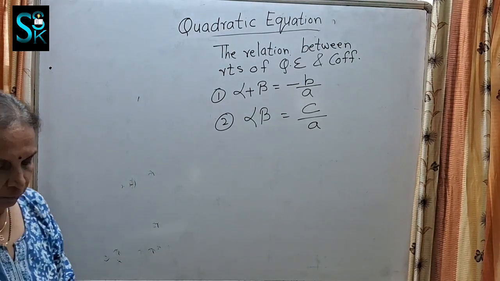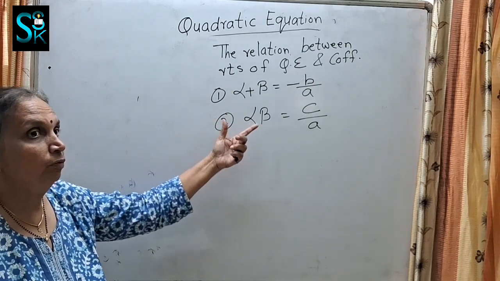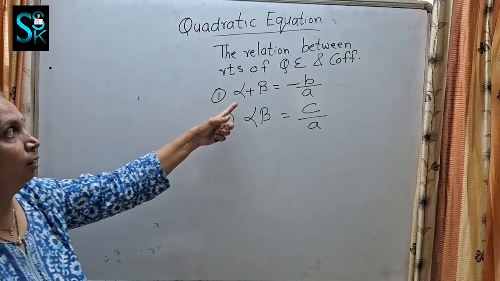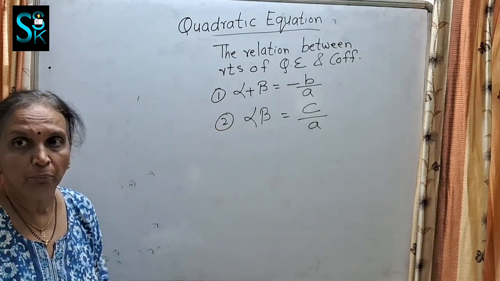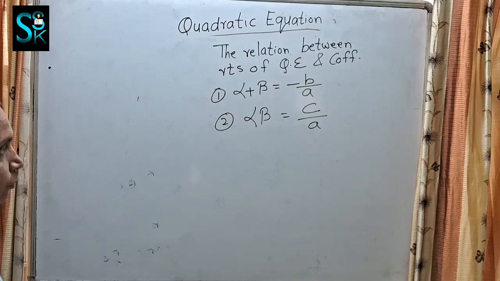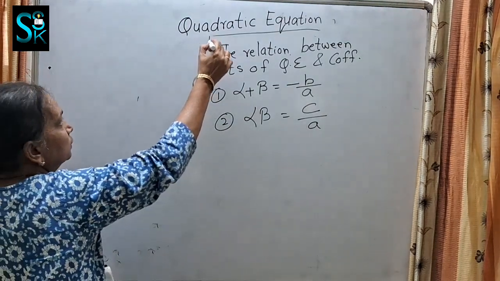In this, the quadratic equation will be given to you and they will be asking you to find out alpha plus beta and alpha into beta. Okay, so we'll just solve a few sums based on this.